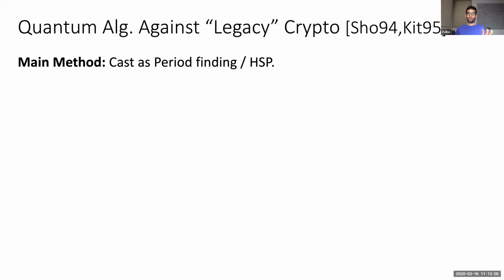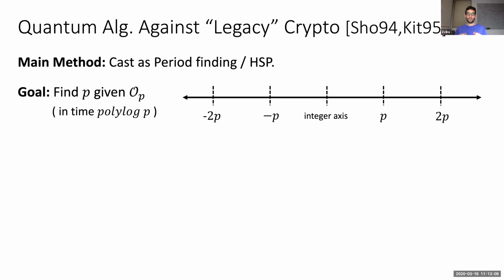And I'm going to talk about period finding. This is the following problem. The task that we have is to find a hidden number p. You can think about it as prime, but it doesn't have to be, given access to an oracle that depends on p. Of course, it really depends on what this oracle is. We're going to talk about it in a second. But the running time should be polynomial in the size of the representation of p. So the running time should be polylog in this number p that we have. So what is this oracle O of p?